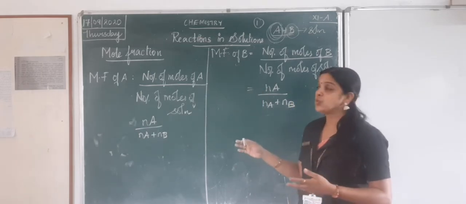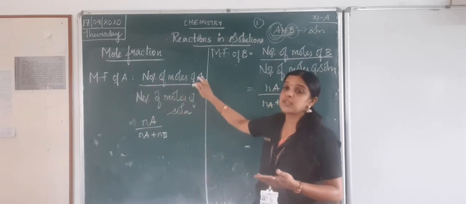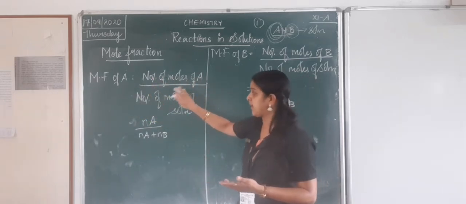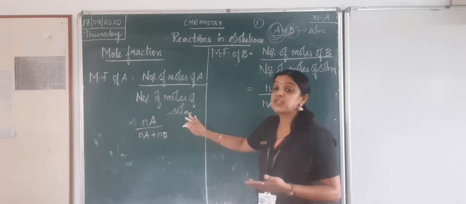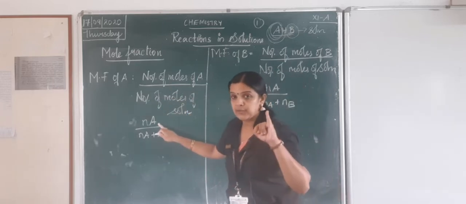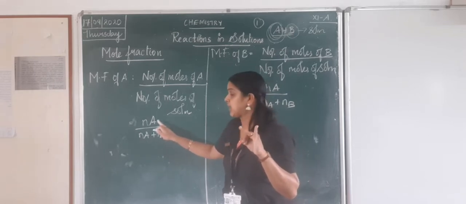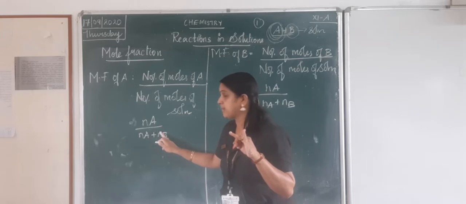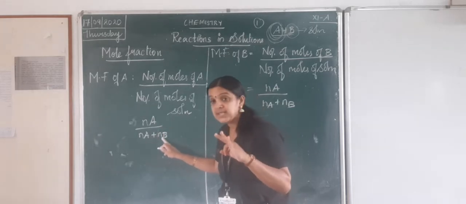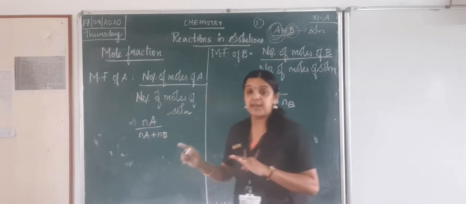Now how do I do this? Mole fraction of A will be number of moles of A divided by number of moles of the solution. What do you mean by that? I calculate the moles of A, then I calculate the moles of B. So number of moles of A divided by number of moles of A plus number of moles of B will be giving me the mole fraction of A.